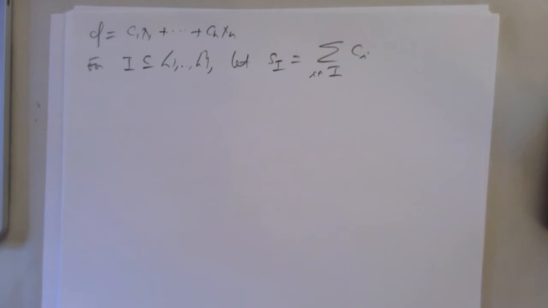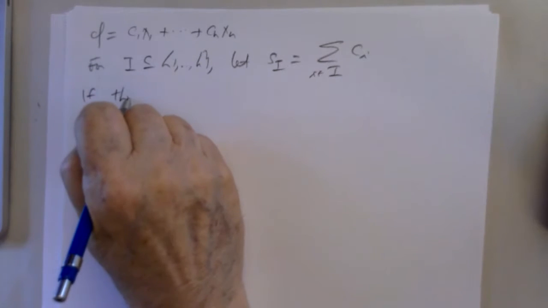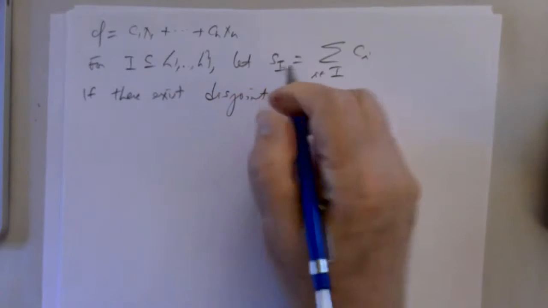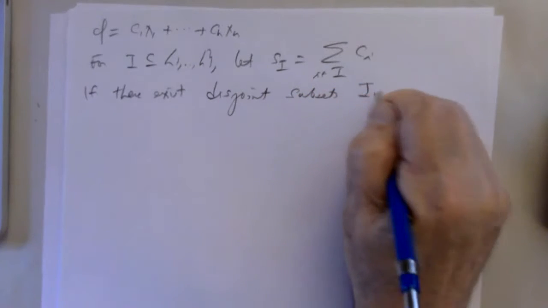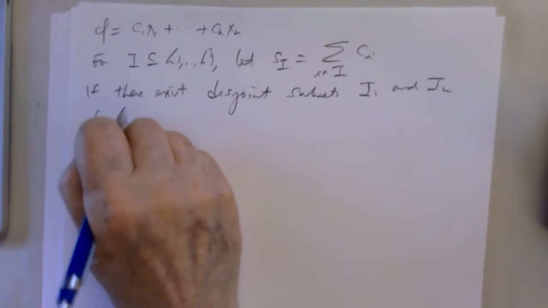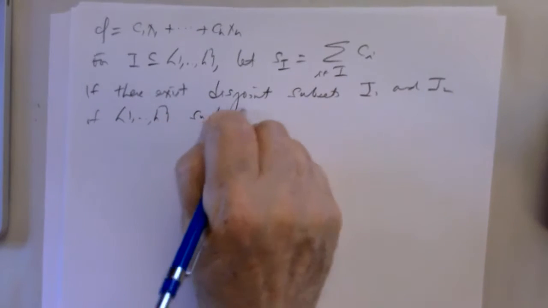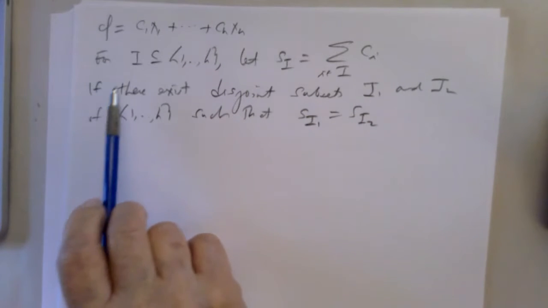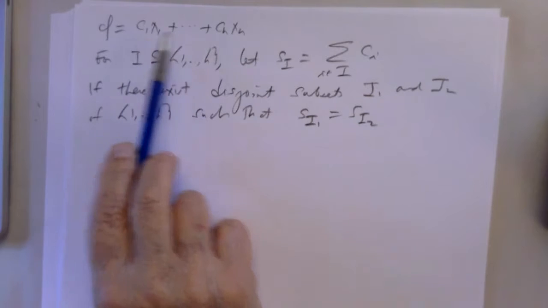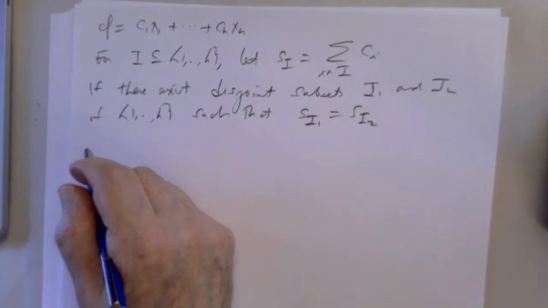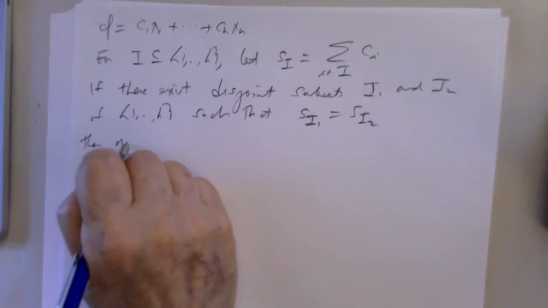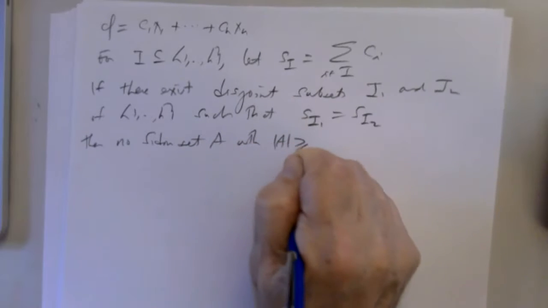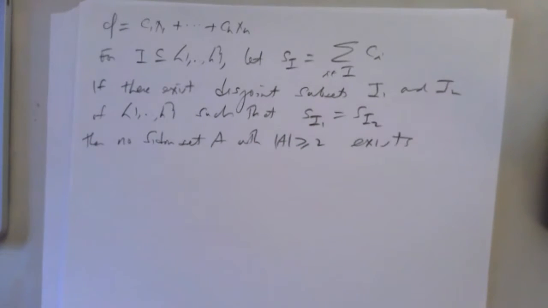And so if there exist disjoint subsets I_1 and I_2 of 1 up to h such that S_{I_1} equals S_{I_2}, so the sum of the coefficients in the I_1 set equals the sum of the coefficients of the I_2 set, then no Sidon set A with at least two elements exists.